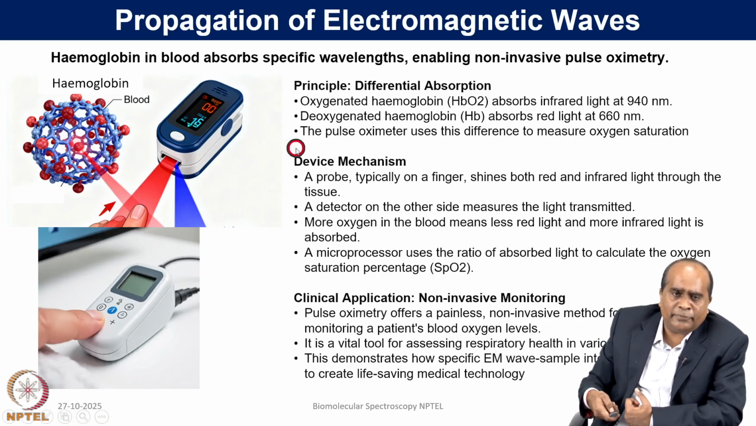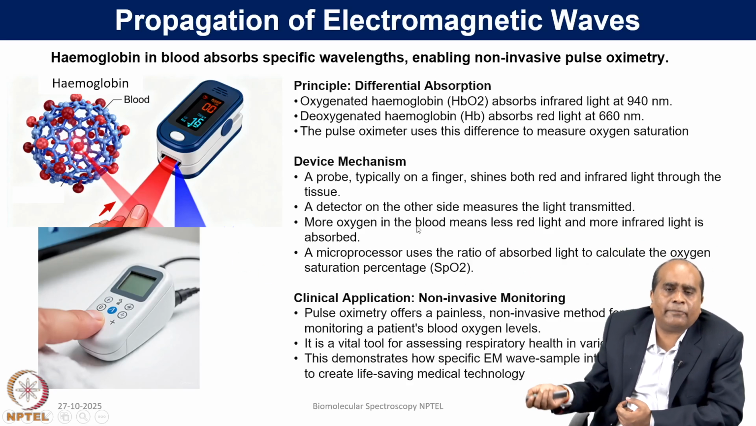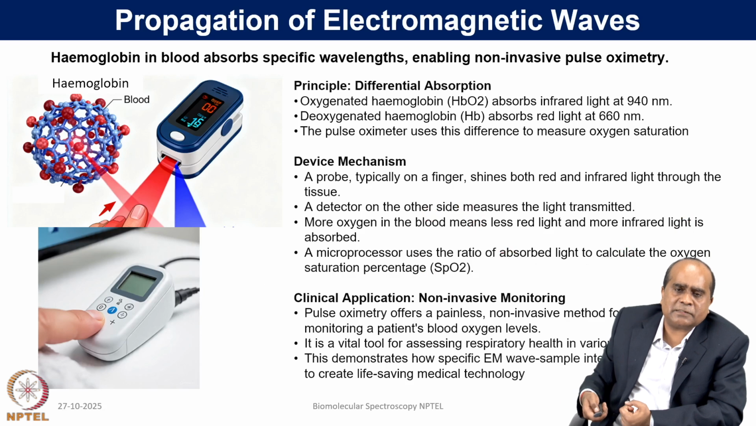Now, what do we use? A probe, that is typically your finger, shines both red and infrared electromagnetic waves, and a detector measures the light transmitted. So, more oxygen in the blood means less red light and more infrared light is absorbed. The microprocessor that is packed here was using this ratio of absorbed light to calculate the oxygen saturation level, the SpO2 level, and all of us know the clinical application of this.